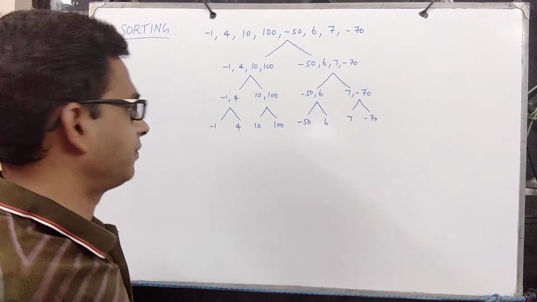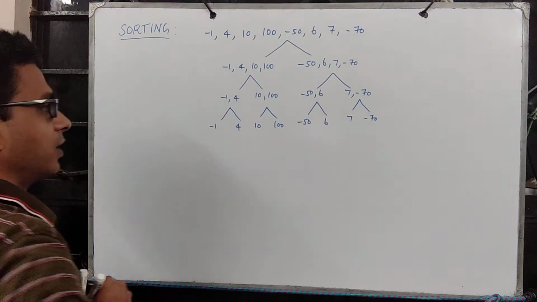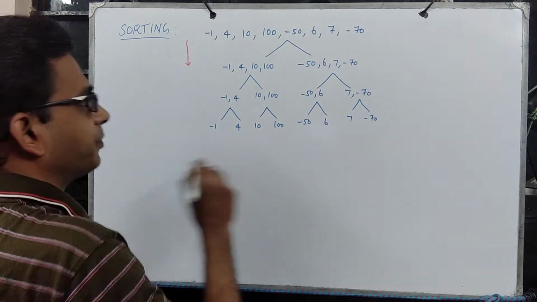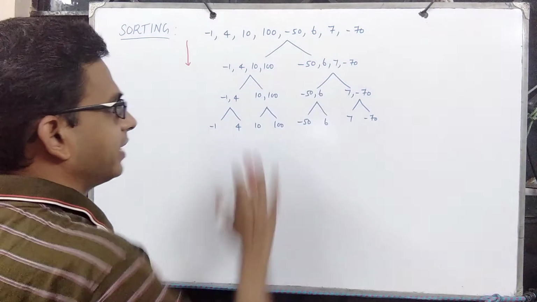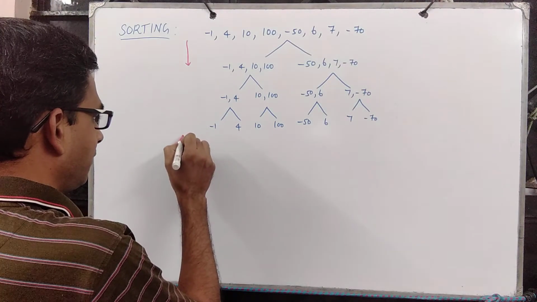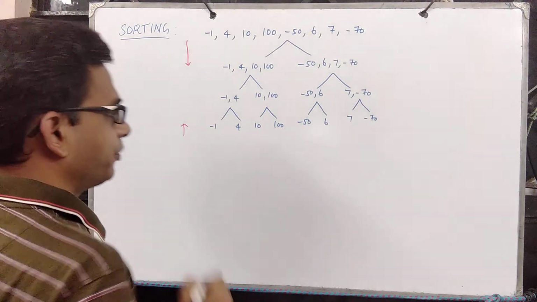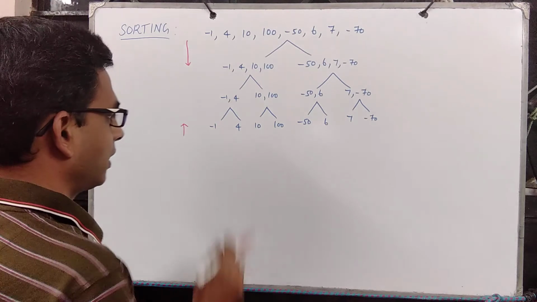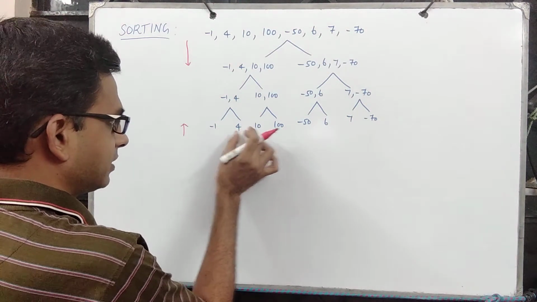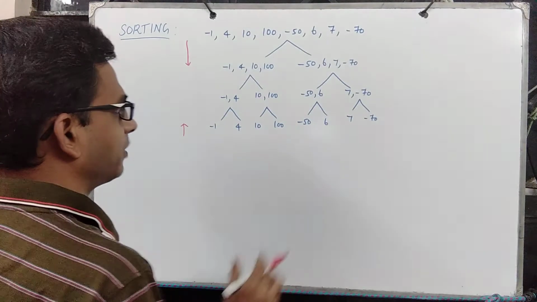Now what we do is the following. Top down is breaking down the problem into two sub-arrays of equal size. Now our bottom-up computation starts. Please note, each of these is sorted. This is sorted, this is sorted. So all these T of one subproblems are sorted.